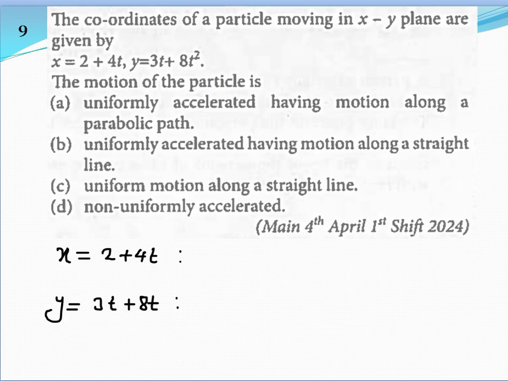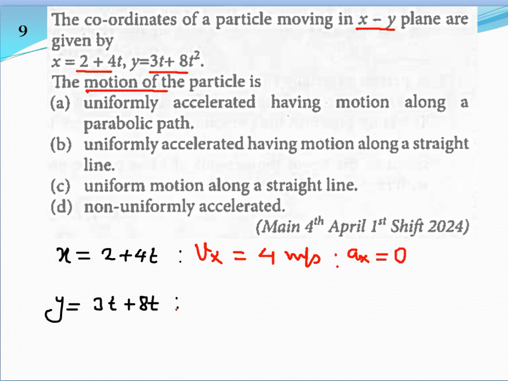Question number 9. The coordinates of a particle in the xy plane, x and y, are given. We have to find out the motion of the particle according to the options given. You can pause the video and read the options. I will simply solve. The velocity along x, differentiating, we get 4 meter per second. Acceleration along x is 0, no acceleration. Velocity along y is 3 plus 16t, and acceleration along y is 16 meter per second square.